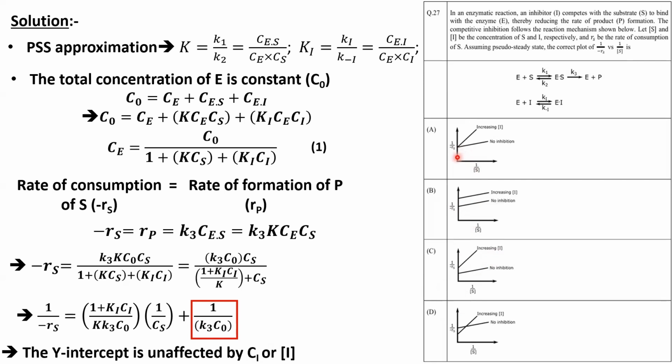So hence, option A is the correct option to this question, which shows the plot of 1 by minus Rs versus 1 by concentration of S. So hence, this is an important point to remember. The presence of inhibitor in competitive inhibition does not impact the y-intercept of the straight line equation of 1 by minus Rs versus 1 by concentration of S.